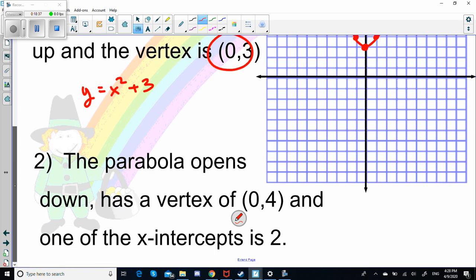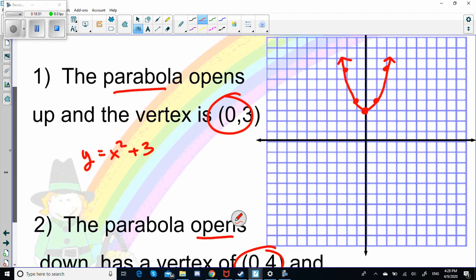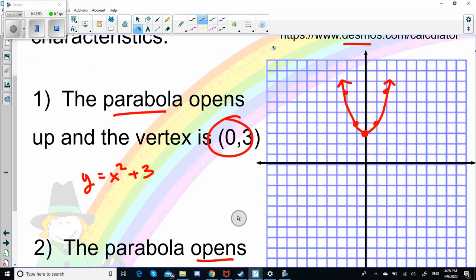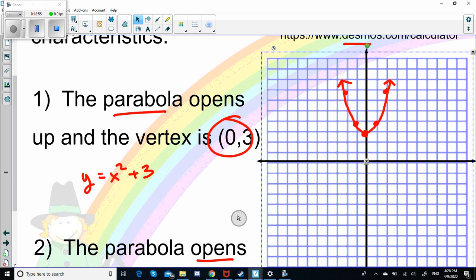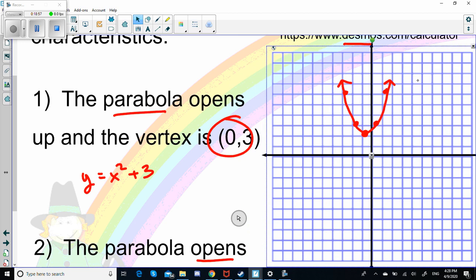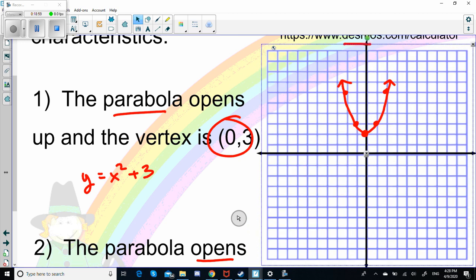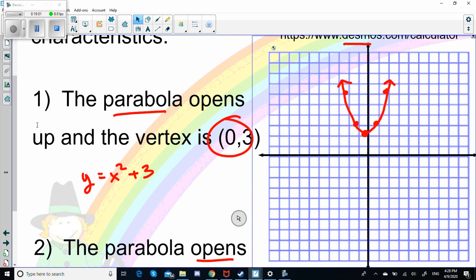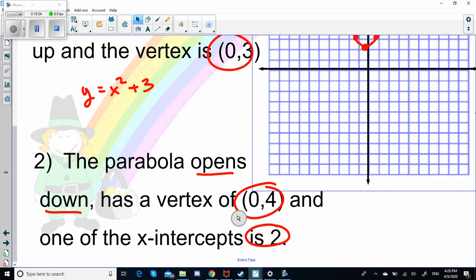Okay, and then down here, if the parabola opens down, I know that a is negative. It has a vertex of (0, negative 4). I know that 4 is my c. And then one of the x-intercepts is 2. Okay, so let's graph that and see if we can come up with maybe an equation for it based on what we know. Let me get rid of this old picture. I guess we'll just change colors because I can't erase it for some reason.